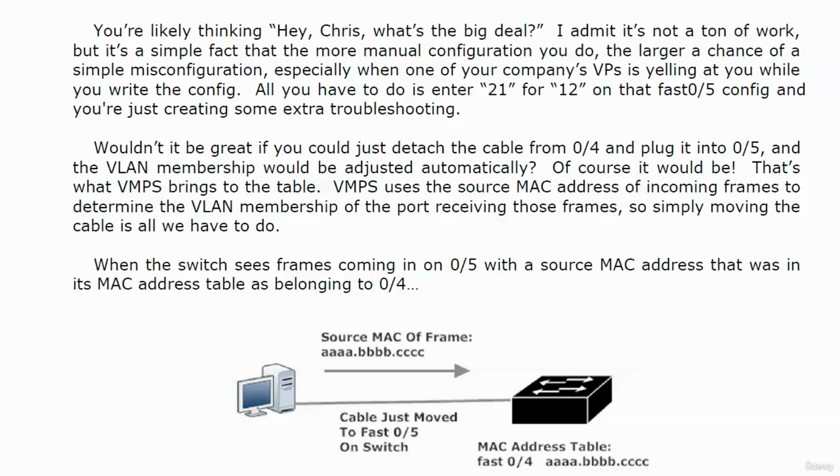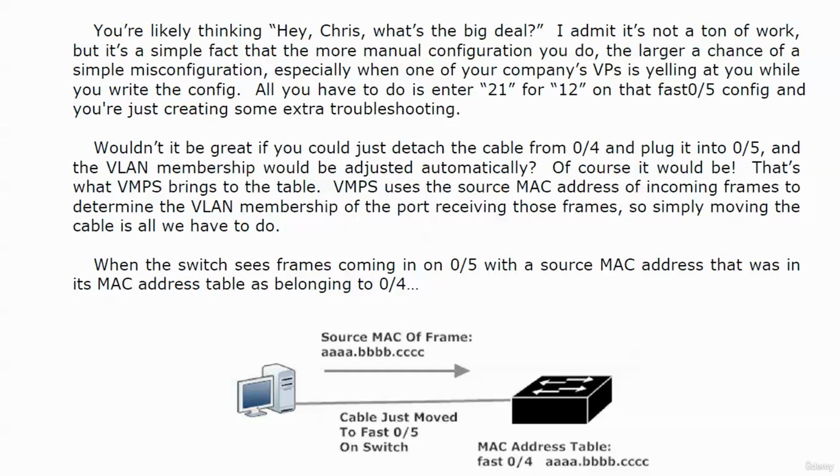You've created some extra troubleshooting for yourself, because then that guy's going to go back and say, hey, I still can't get on the network, etc. Wouldn't it be great if you could just detach that cable from port 4, plug it into port 5, and the VLAN membership is adjusted automatically? Of course it would be.